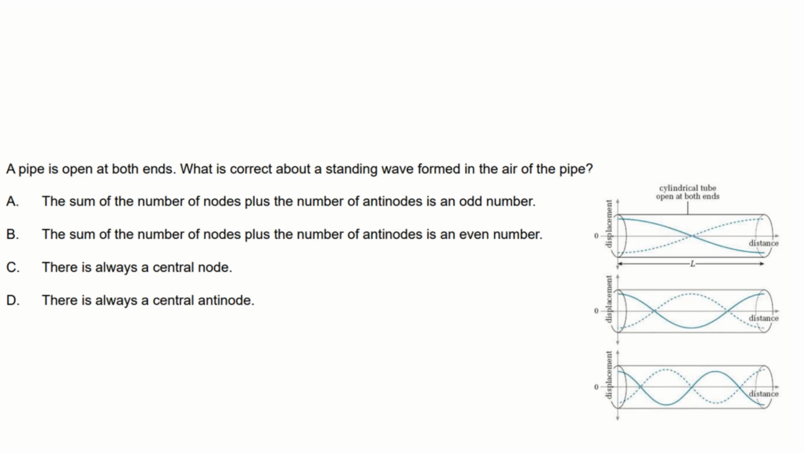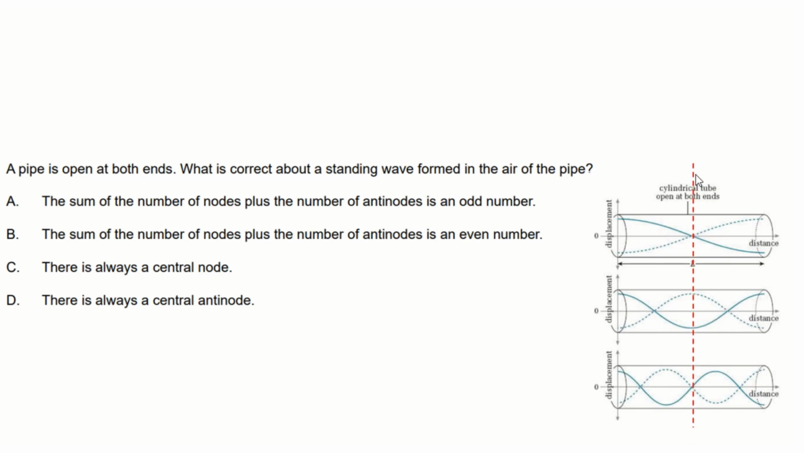So if we have a little look through some of those statements, I'm going to start with statement C, which says that there's always a central node. Well, if you look at the fundamental mode, absolutely there is a central node. And if you look at the third mode, absolutely there's a central node. But then if you look at the second, you will see that this is the formation of an antinode.